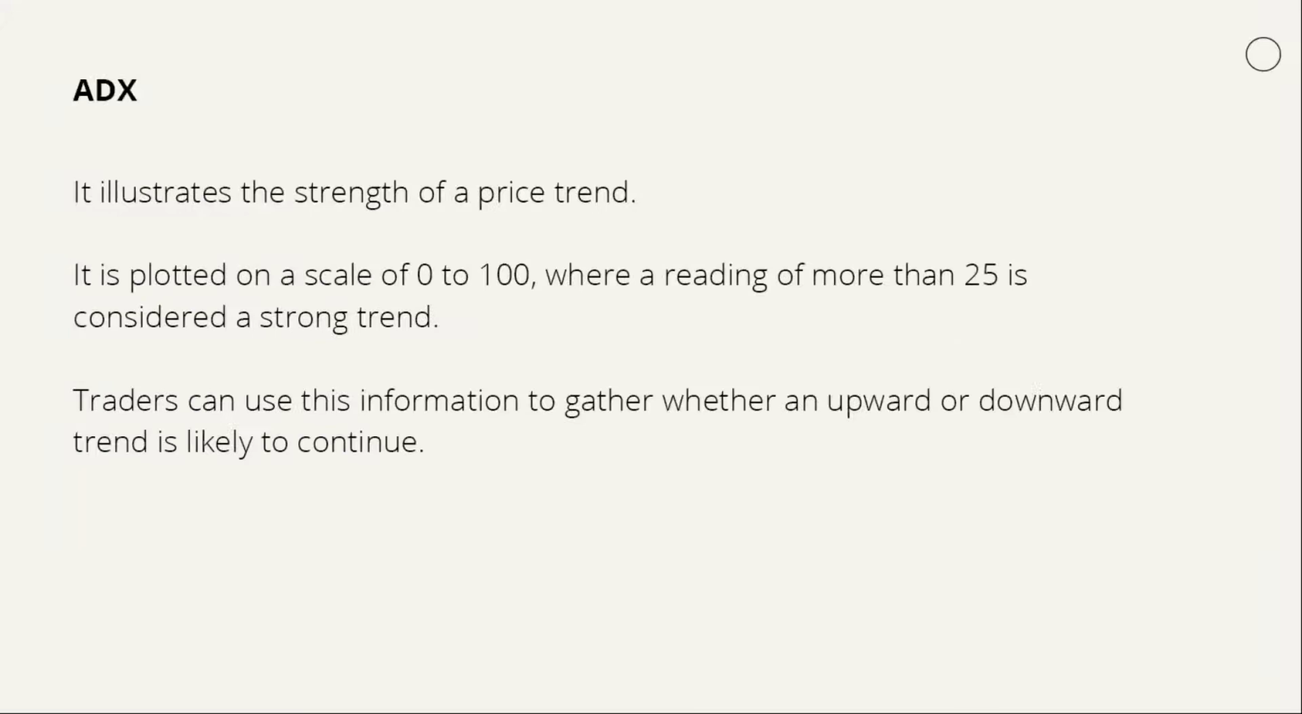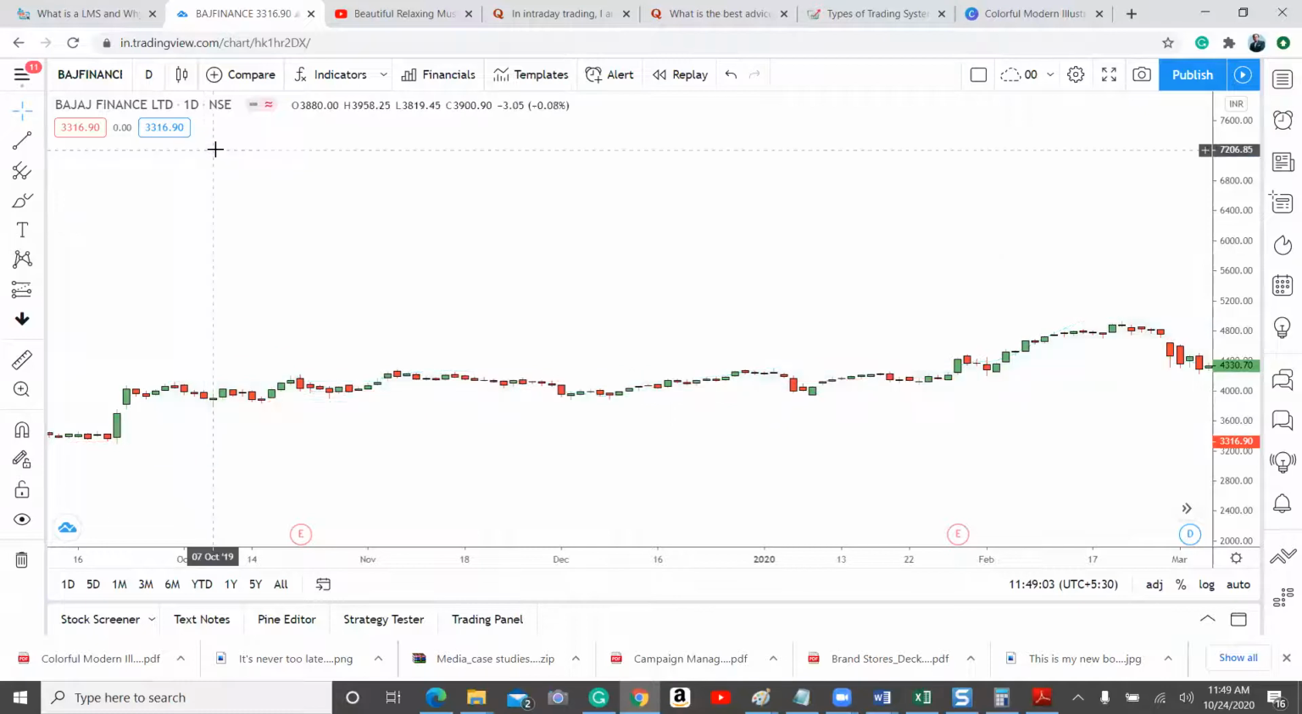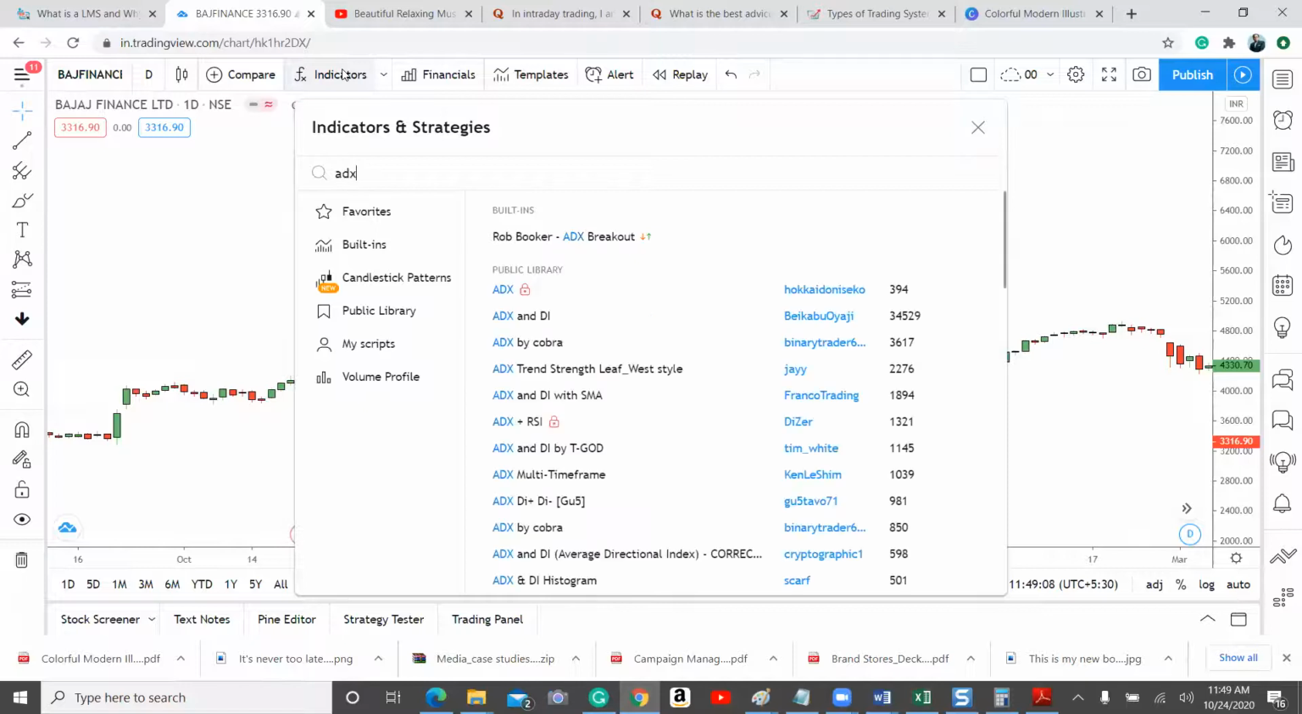The next one is ADX. ADX illustrates the strength of a price trend. Basically, it is plotted on a scale of 0 to 100, where a reading of anywhere above 20-25 is considered a strong trend. Traders can use this information to gauge whether an uptrend or downtrend is likely to continue. I will show it in the chart. I will remove Bollinger Band. I'm going to apply ADX.